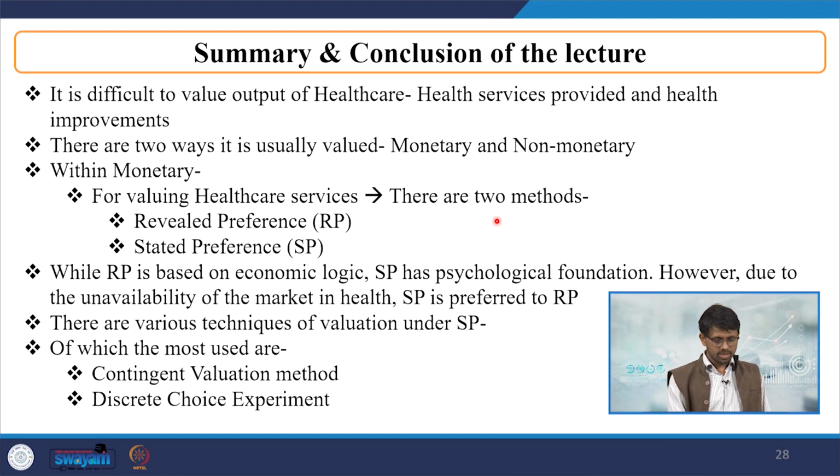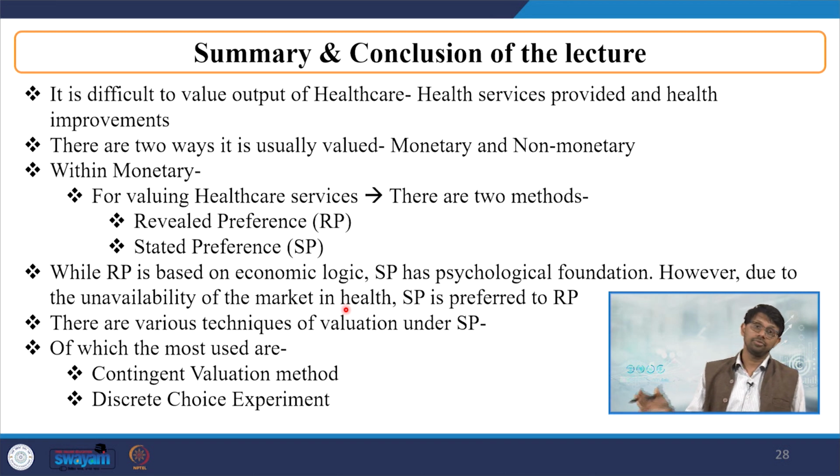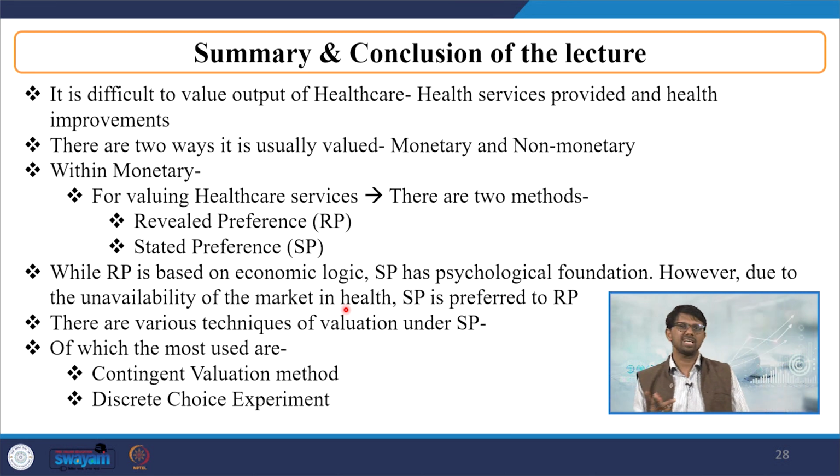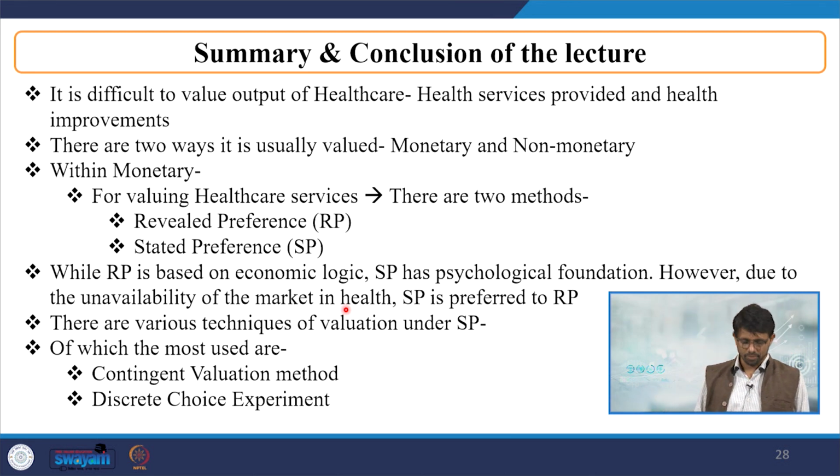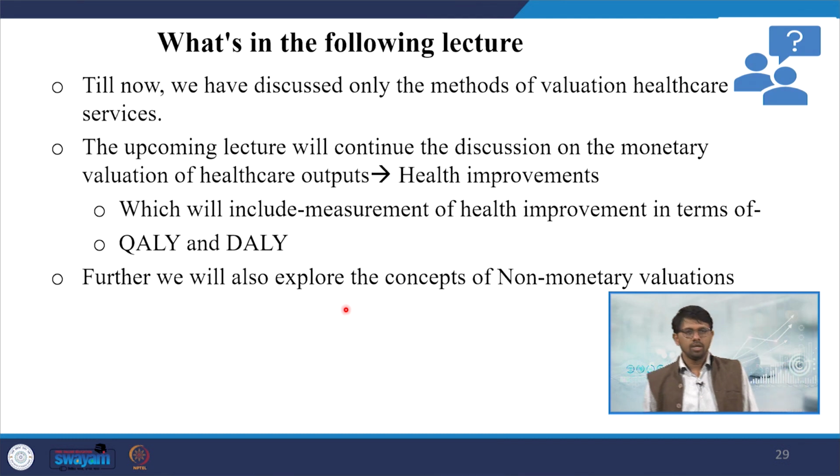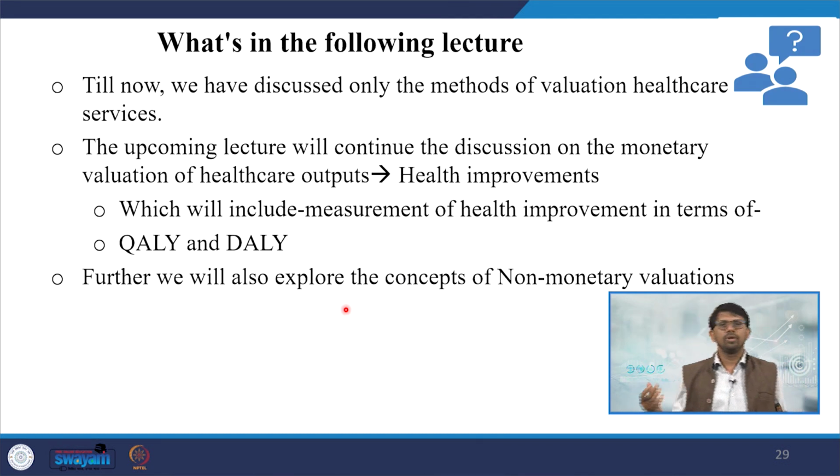You just check one second what do you mean by unavailability of market. We mentioned that in the RP case and its limitations. There are various techniques of valuation under stated preference. Out of those methods, we emphasized the contingent valuation method and the discrete choice method. So, that is all. What is following in the next lecture?